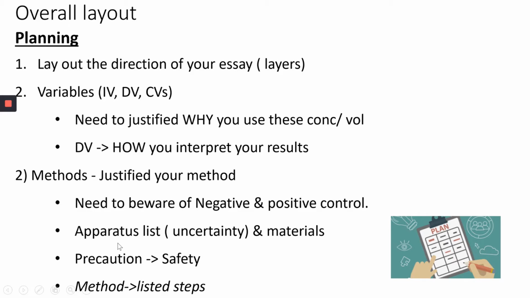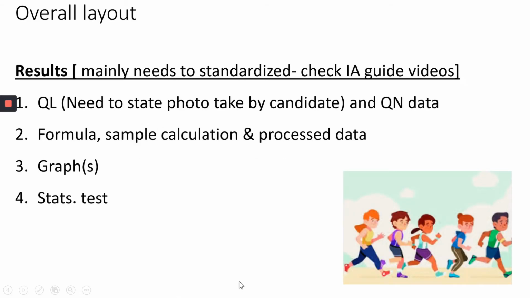And the next part is the apparatus list. You also need to include the uncertainty, materials, precautions, the safety, and methods. You need to list out the steps of your method. And the next part, the result. Assuming your experiment went well, you collected some data and got some result. This section is mainly very similar to the biology IA, so you can also refer to those videos.